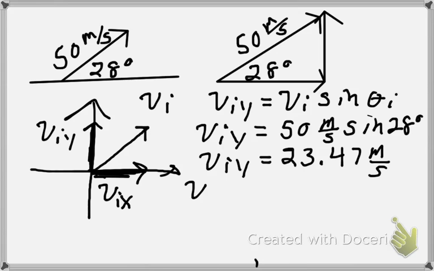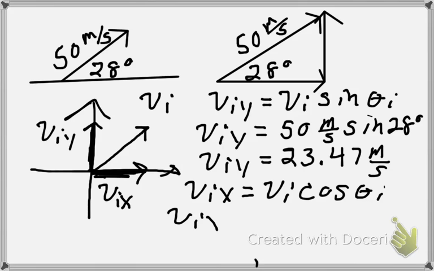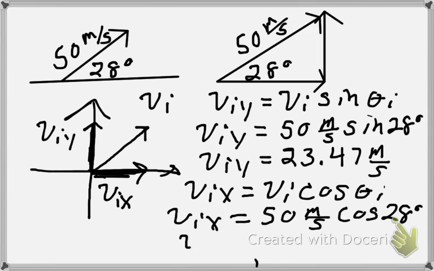Now, my velocity initial in the x is going to be velocity initial times cosine of the initial angle. So velocity initial in the x will be 50 meters per second times cosine of 28 degrees, which is 44.15 meters per second.